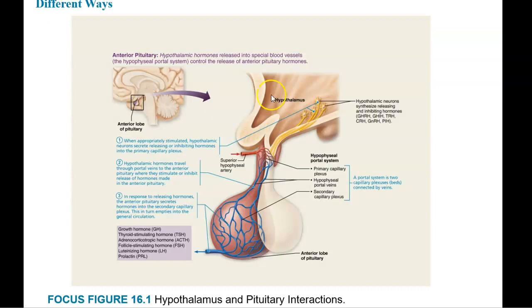So here's just to show you the relationship between the hypothalamus and the pituitary gland. You don't have to know this whole mechanism or process, just understand the relationship between the hypothalamus and the pituitary gland. Know that the hypothalamus is receiving electrical signals from the brain, and it's translating those signals into chemical signals that it sends to the pituitary gland.